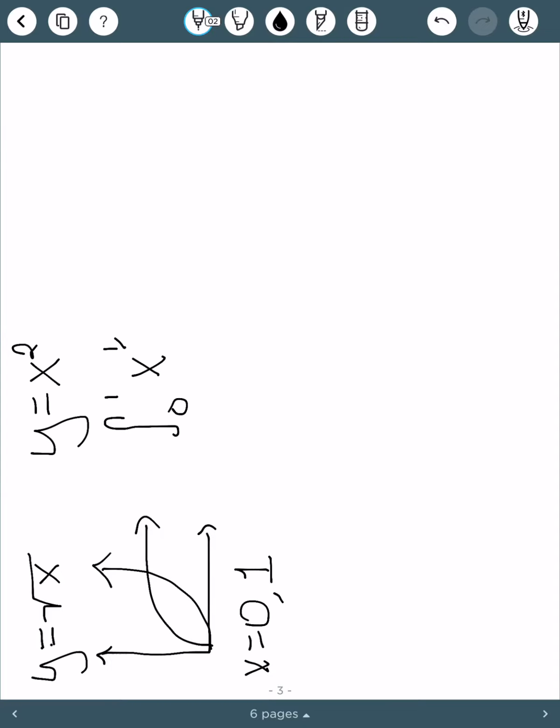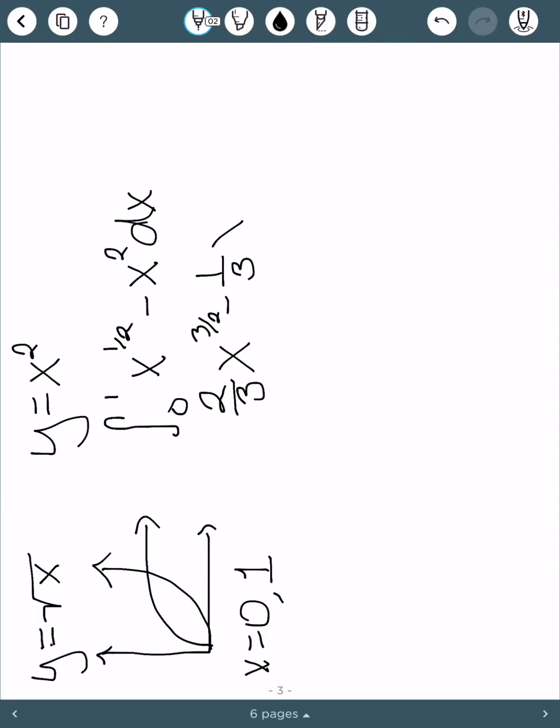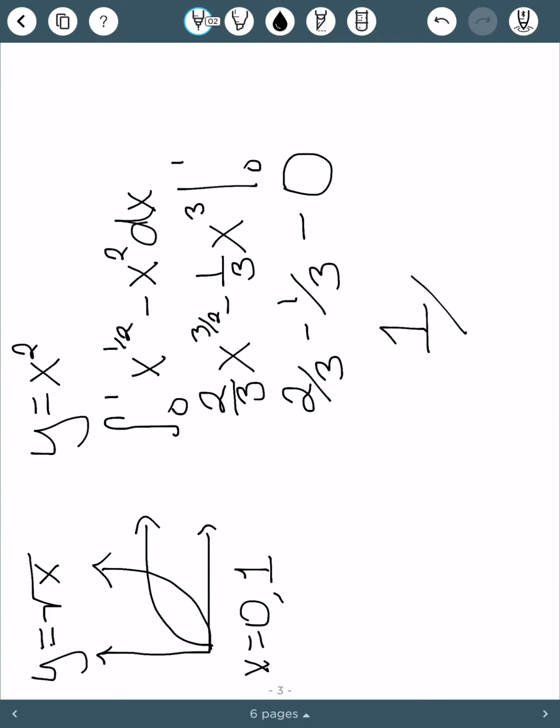We're going to rewrite this as x to the 1/2 minus x squared. So if I add 1 to the exponent, I get 3 over 2. Divide by that number is 2/3. x to the 3 over 2 minus 1/3 x cubed, going between 0 and 1. When I stick in 1, I end up with 2/3 minus 1/3. Sticking in 0 just gives me 0. So the area between here is 1/3.